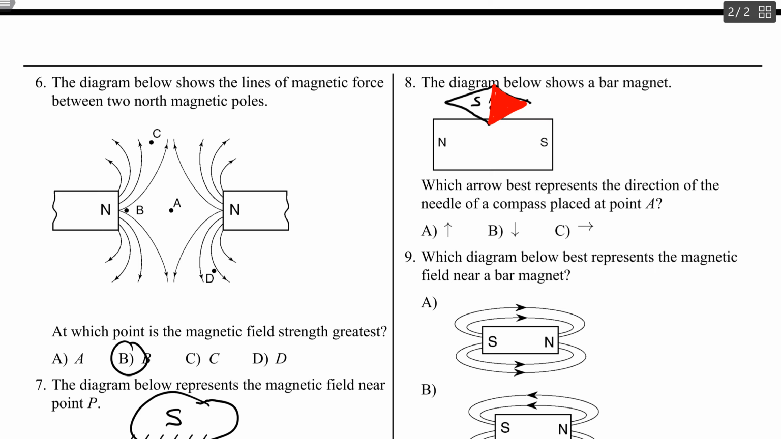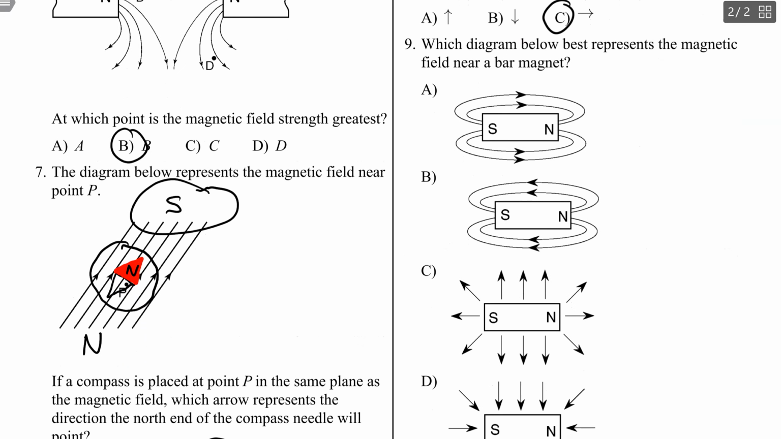North points towards the right. North points towards the southern side of that compass needle. All right, so it's asking where is it pointing? Well, where is north going to be attracted to? North's going to be attracted to this southern side of the bar magnet. So it's going to be choice C.